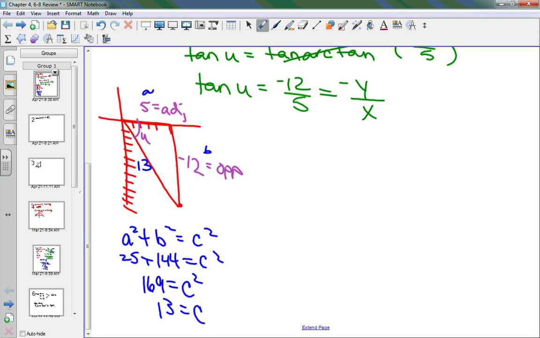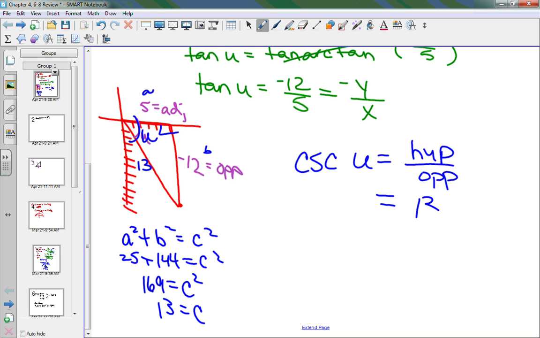So now I know c is 13. Now I need to find my cosecant of u because here's u. So now I need to find my cosecant of u. Well, cosecant of u is going to be what? Hypotenuse over opposite. Well, what's my hypotenuse? 13. What's my opposite? Negative 12. And you're done. Do we get that, yes or no? Does it make sense? My girlies in the back, does it make sense? Good.